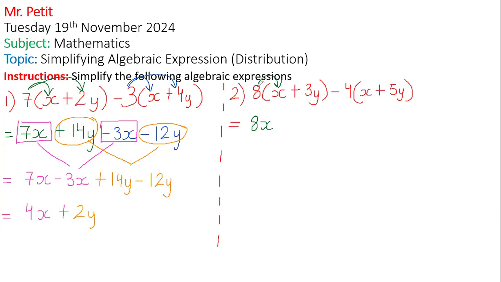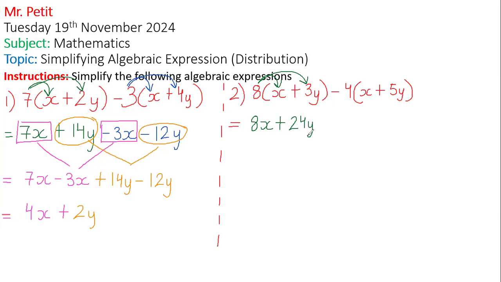So we have 8 times x, which gives us 8x. And then we have 8 times 3y. What is 8 times 3y? 24y. Very good.